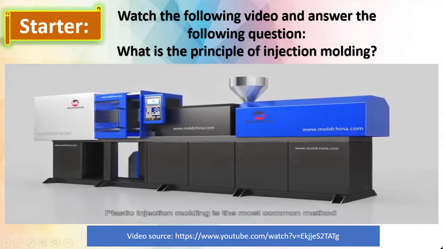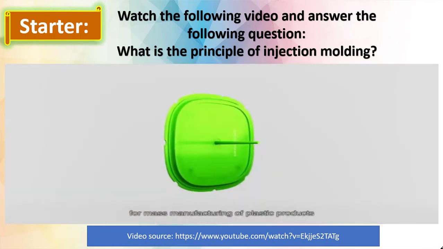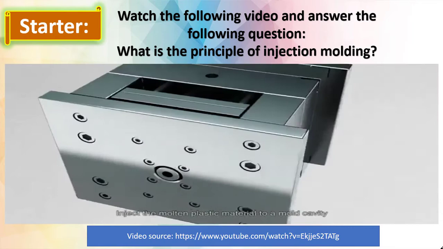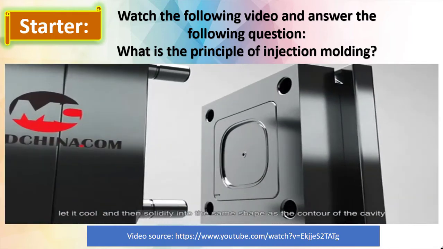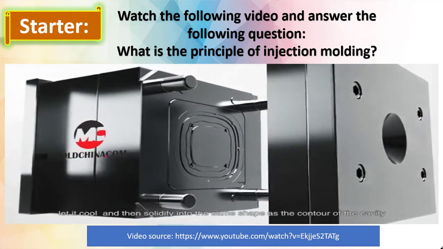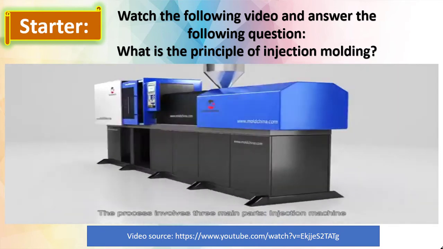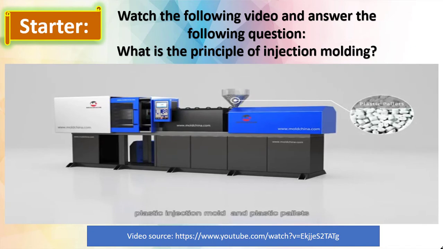Plastic injection molding is the most common method for mass manufacturing of plastic products. The principle is simple. Inject the melted plastic material into a mold cavity, let it cool, and then solidify it into the same shape as the contour of the cavity. The process involves three main parts: injection machine, plastic injection mold, and plastic pellets.